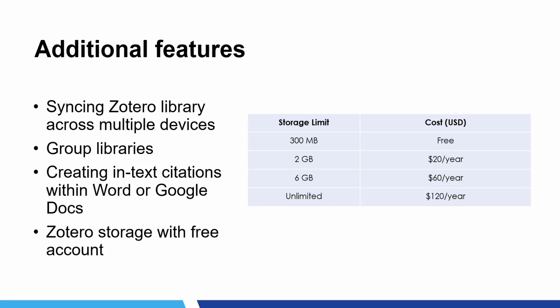There are additional features in Zotero that won't be covered in this tutorial, including but not limited to syncing your Zotero library across multiple devices, group libraries, which means sharing your library with others, such as peers in your class or with your professor, creating in-text citations while you write in Microsoft Word or Google Docs, and Zotero storage. Zotero is free to use up to 300 megabytes worth of storage. There is a low cost associated after you hit that limit, but please know that it takes a lot of sources to qualify for a paid account, and a free account will meet your needs for this course.